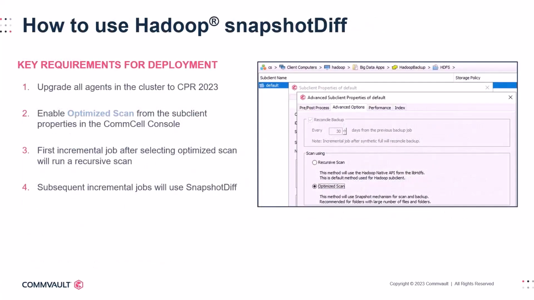To set up Hadoop snapshot diff, you first need to upgrade all agents in the cluster to CPR 2023. Then, optimized scan should be selected from the advanced subclient properties in the Commcell console. We will monitor usage of this feature before looking to move its configuration into Command Center. The first incremental job after selecting optimized scan will run a recursive scan, and then subsequent incremental jobs will use snapshot diff.